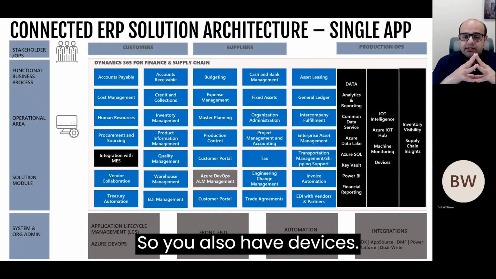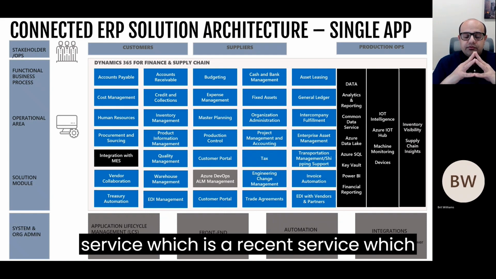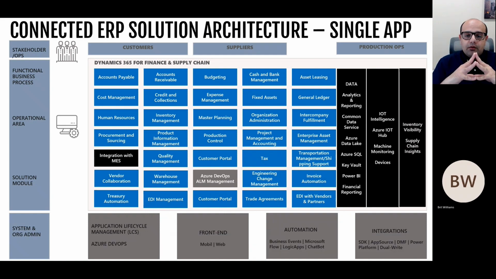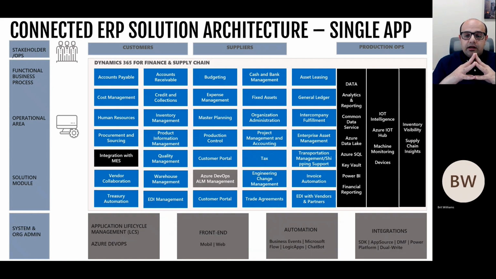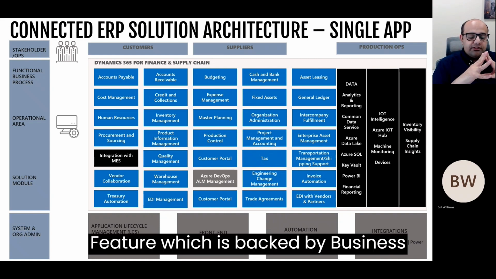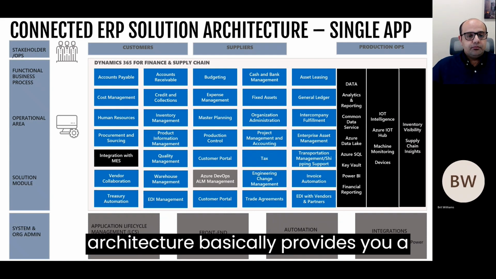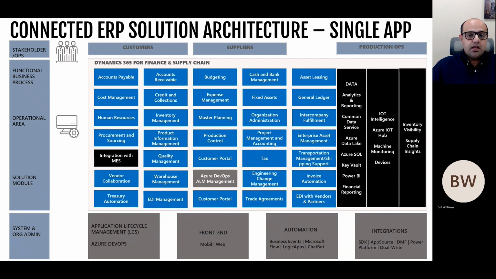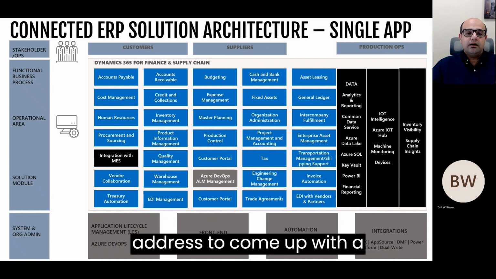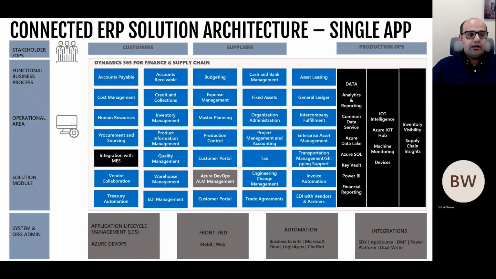So you also have devices. You also see inventory visibility service, which is a recent service which is available nowadays for the ERP users. Supply chain insights. This is another feature which is backed by business intelligence. So the overall connected ERP solution architecture basically provides you a lot of tools, a lot of features, and areas which you can effectively address to come up with a very viable solution architecture and effectively automate your processes.